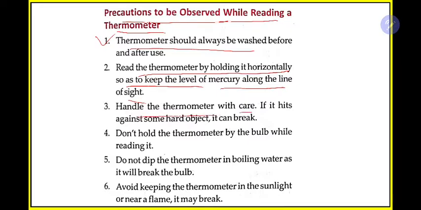Handle the thermometer with care. If it hits against some hard object, it can break. As the thermometer is made of glass, you have to take care of it whenever you are using it. Take care and don't let it break. Don't hold the thermometer by the bulb. Always hold it in the middle. Do not touch the bulb end whenever you are using it or touching it.